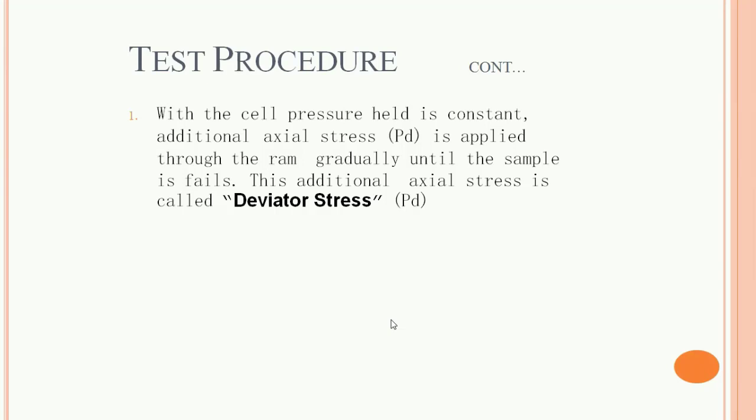Now the test procedure. With the cell pressure held constant, additional axial stress is applied through the ram gradually until the sample fails. This additional axial stress is called the deviator stress, which is denoted by PD.